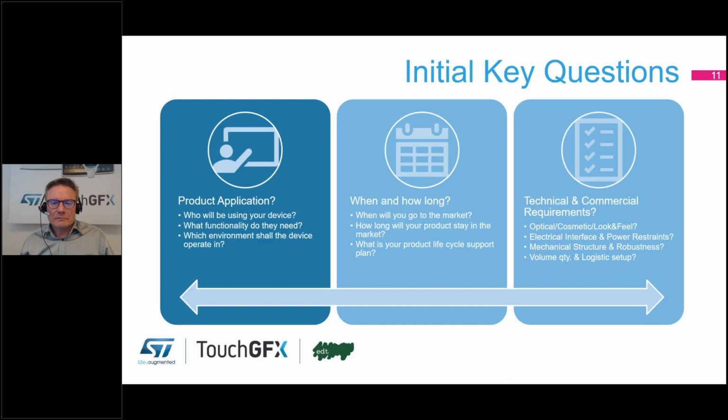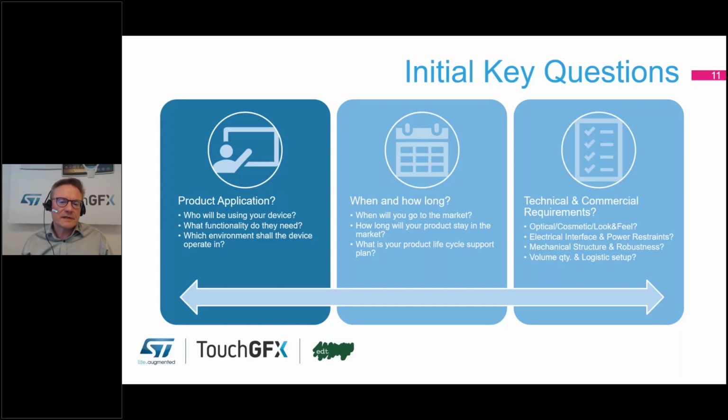So first of all, let your supplier know what the application is, who is using your device, what kind of functionality you are after, and especially which environment you want your device to operate in. Those are very, very critical questions.